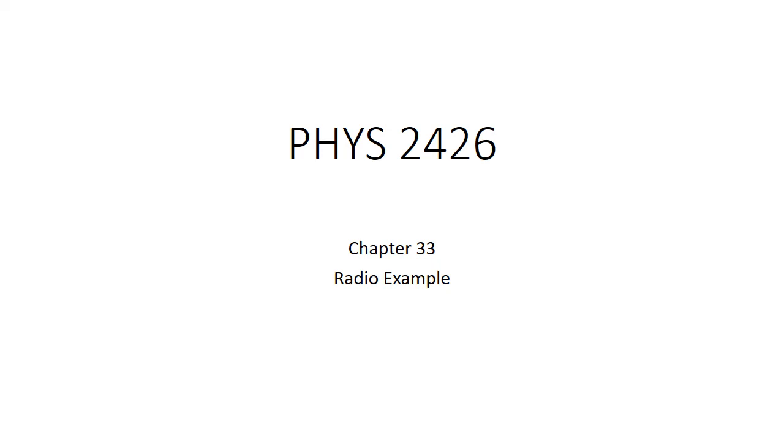Okay, so for our example problem dealing with light as waves, let's consider radio. Because radio, as we talked about, is part of the electromagnetic spectrum, so this is part of the light spectrum. So radio waves are, in fact, light waves. So we can do a radio example. So for our radio example, let's consider a radio tower.